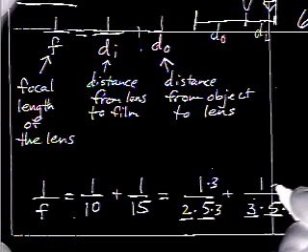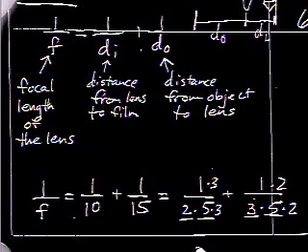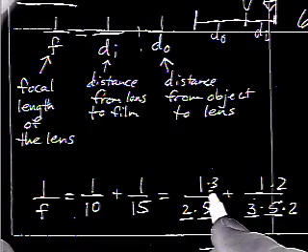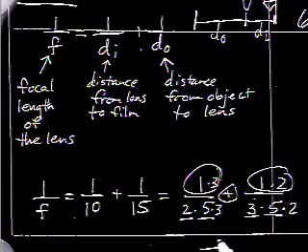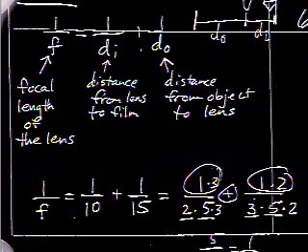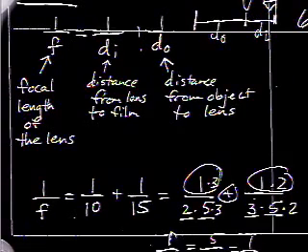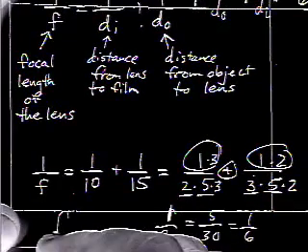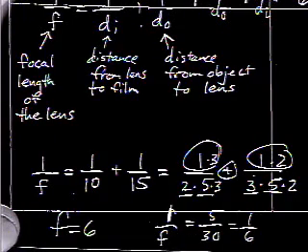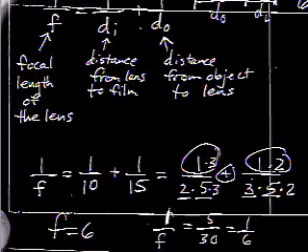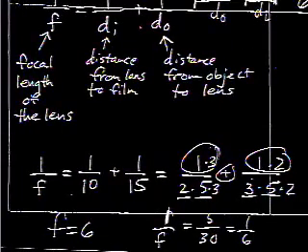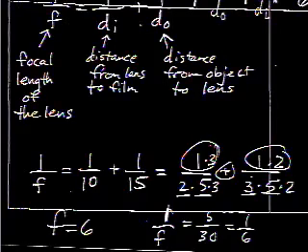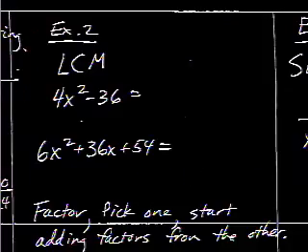What's this one missing? This one's missing a 2. So I'll multiply the top and bottom by 2. So I have a denominator of 2 times 5, which is 10, times 3, or 30. And here I have 3 plus 2, which is 5, or 1/6. Now that's equal to 1 over f, and a little cross multiplication action would show me that f equals 6. Okay, so that's an example of a situation where we would be adding fractions.